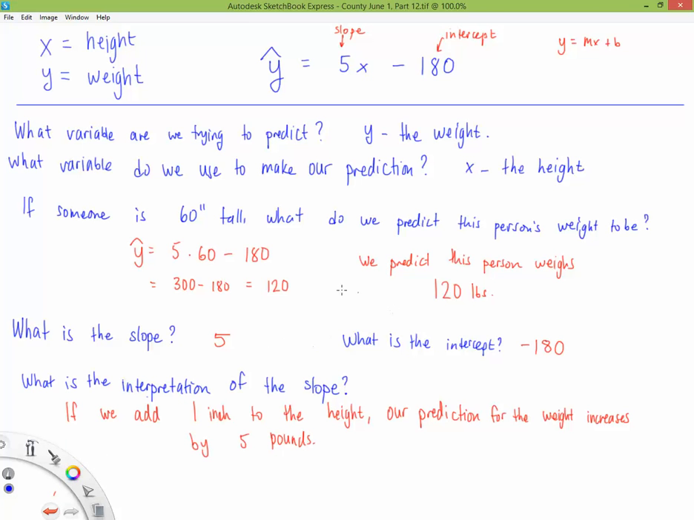With the slope, we don't even have to plug in all the math again. If I tell you a 60-inch person is predicted to weigh 120, and I tell you the slope is 5, you don't have to do any extra math. You don't have to plug in 61 or anything. You just add 5. Exactly. So based on this, what is the predicted weight of someone who is 61 inches?